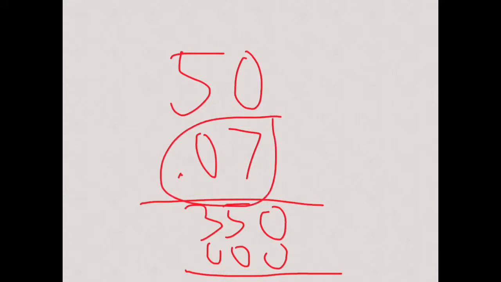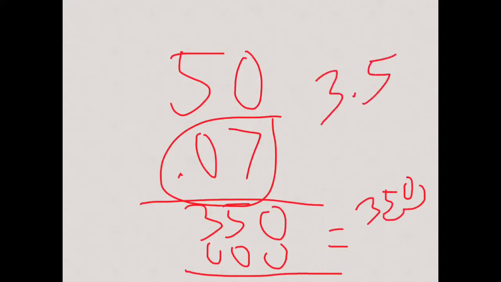Okay, and then there's two decimal places. So I have 350, 1, 2. So $3.50 is the interest I would have to pay on $50 over 1 year.